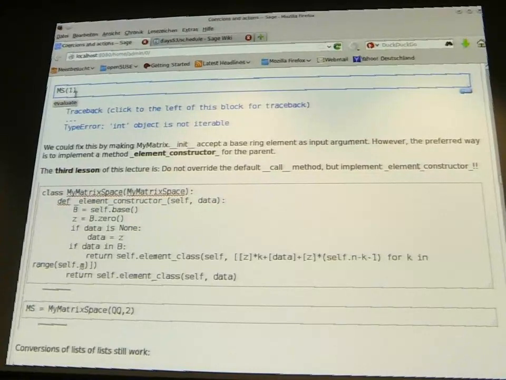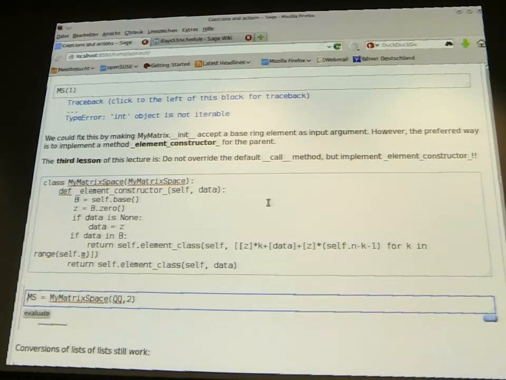So of course we could change the initialization method of our matrix implementation such that it accepts not only lists of lists but also integers. This would be one possibility. But I think a better way is to provide a method of the parent, not of the element, that is called single underscore element constructor. If you implement this method, then you will have further conversions. You should not override the magical Python method again, but should provide the element constructor.